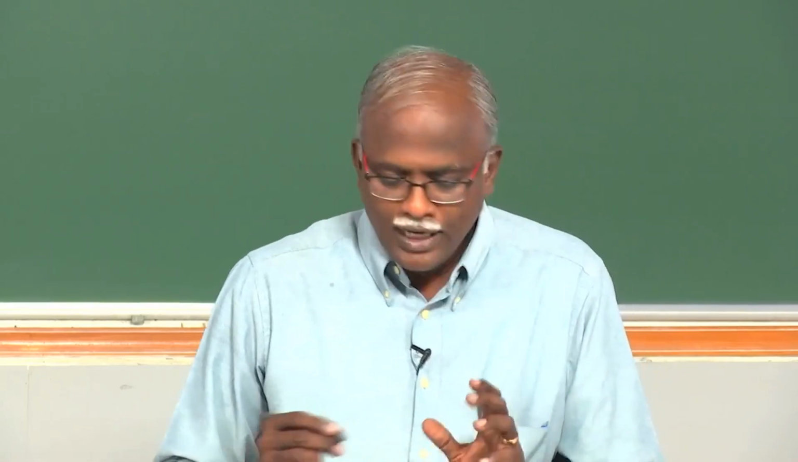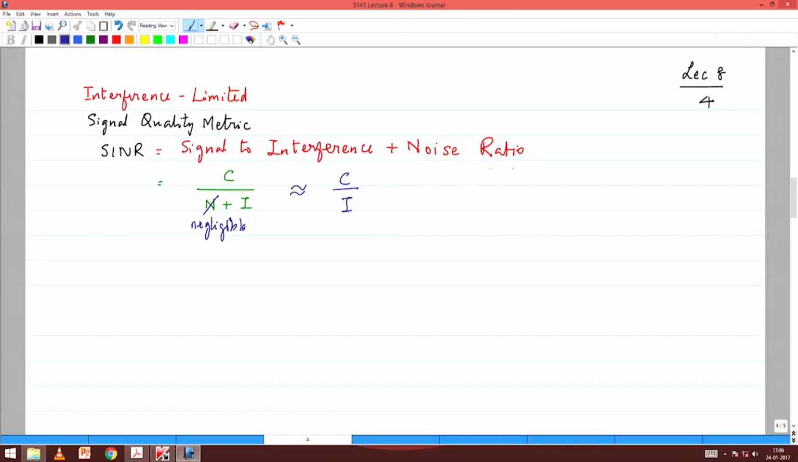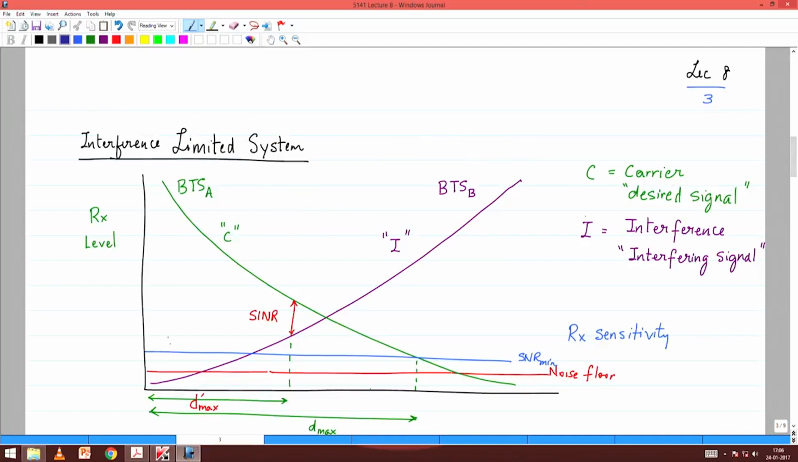So in an interference limited environment, I'd like to make one observation. Your transmitted signal power from your own base station, of course, determines your range. What else affects your range?